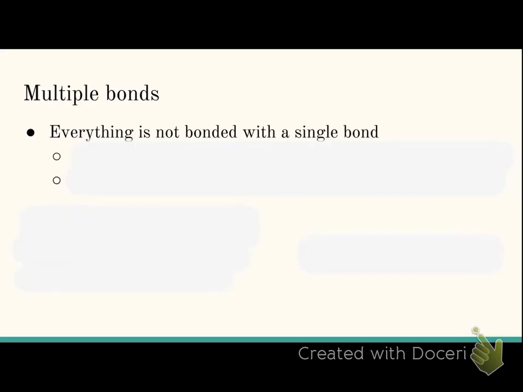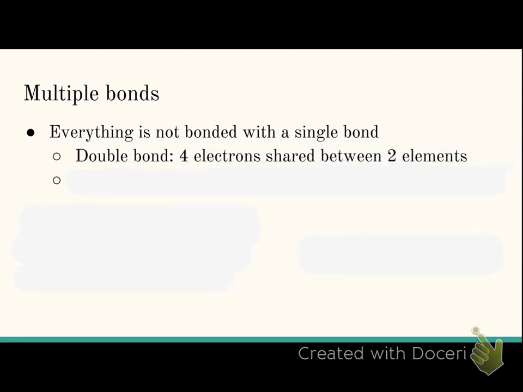So, like I said before, with a multiple bond, everything is not bonded with a single bond. So you've probably heard of these things before. The first type of multiple bond that we could have is a double bond, and what this means is we have 4 electrons that are shared between 2 elements.